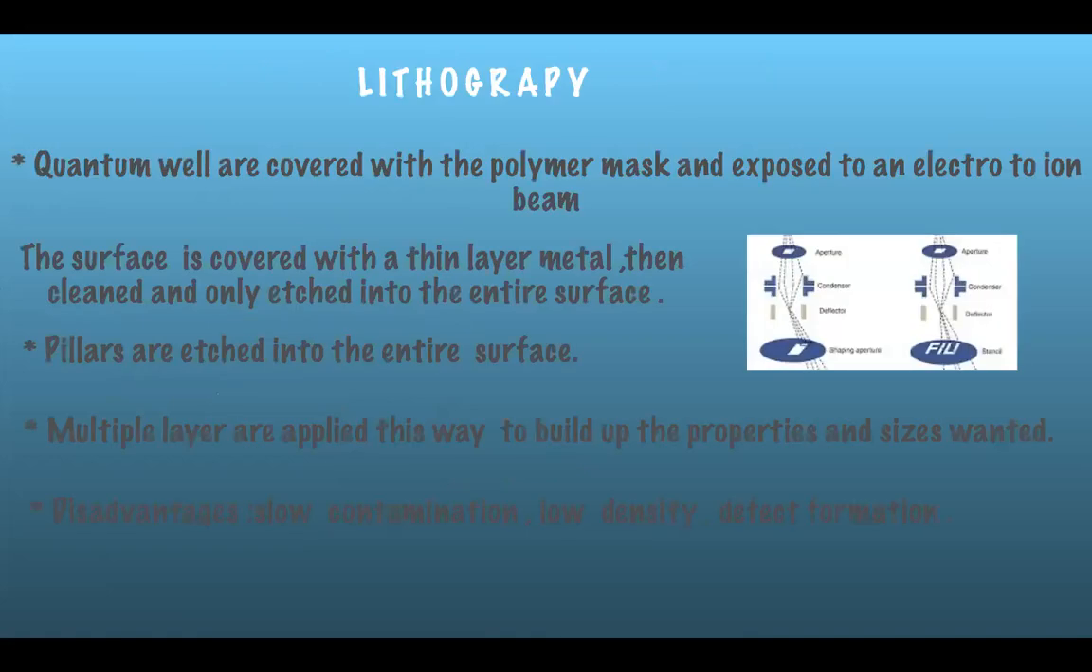Here, what is meant by lithography? Here the quantum wells are covered with a polymer mask and exposed to an electron or ion beam. The surface is covered with a thin metal layer, then cleaned, and only the pillars are left attached to the surface. Multiple layers are applied this way to build up the properties and size wanted. The disadvantages of lithography are contamination, low density, and defect formation. Here you can see the picture.